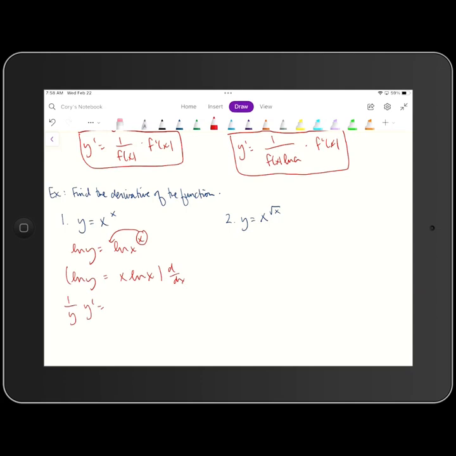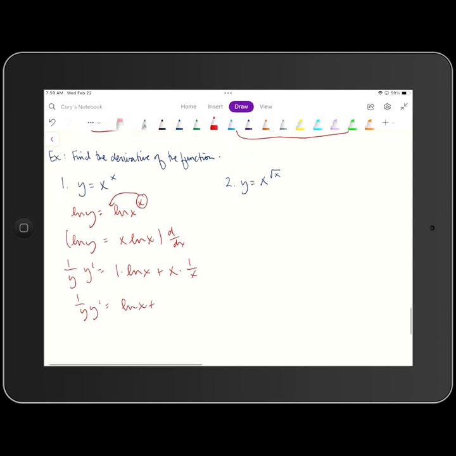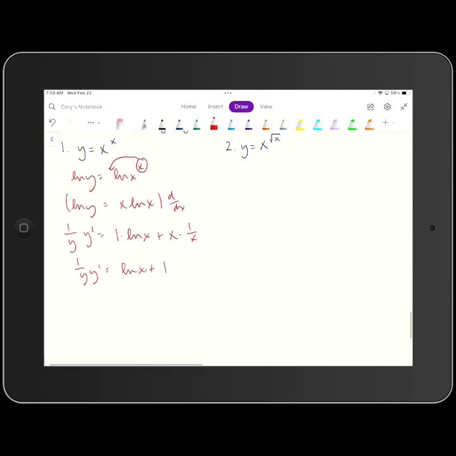And then to take the derivative of the right-hand side, we are going to use product rule, which is the derivative of the first, 1, times the second, the natural log of x, plus the first, x, times the derivative of the second, which is 1 over x. So we get 1 over y times y prime equal to the natural log of x plus x times 1 over x, which is just 1. And then if we want to isolate y prime, we need to multiply both sides by y.